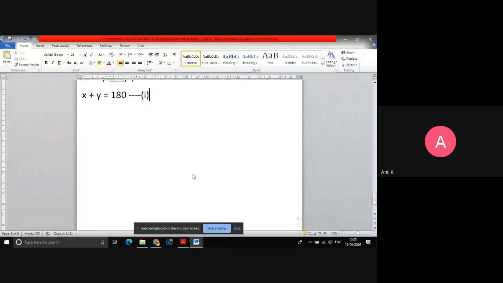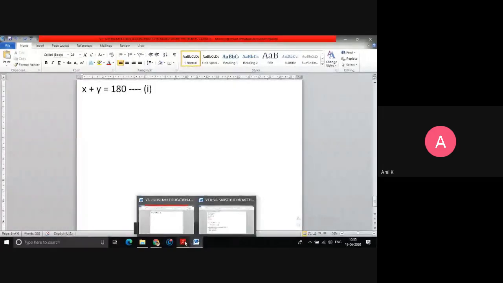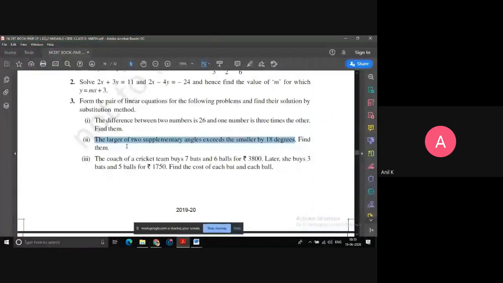So this is the first equation. The word they used is supplementary angle, so hence I have to write it as x plus y equals 180. Now the second condition: the larger of two supplementary angles exceeds the smaller by 18 degrees. Exceeds means more.